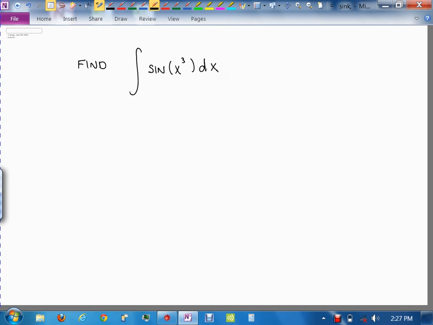So recall that sine x was equal to x minus, now this is the work I did not in class, but right here, x cubed over 3 factorial plus x to the 5th over 5 factorial minus x to the 7th over 7 factorial plus dot, dot, dot.